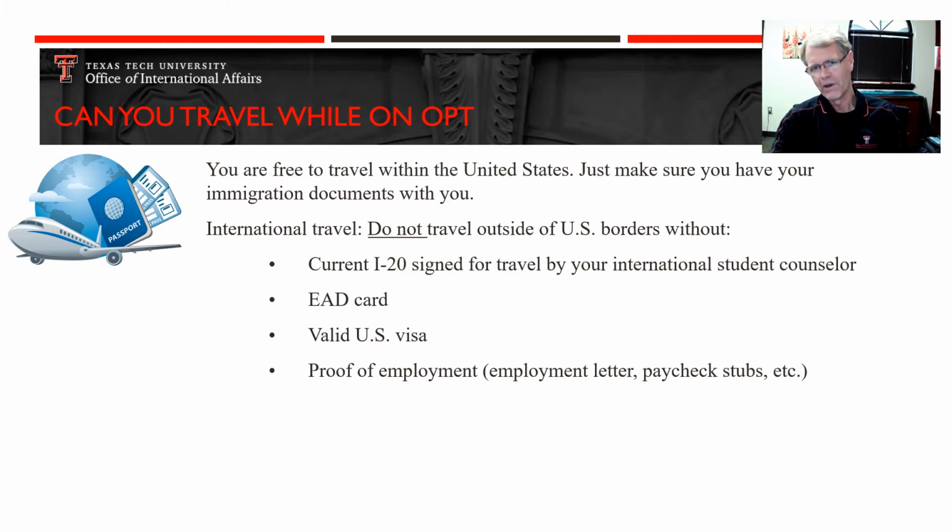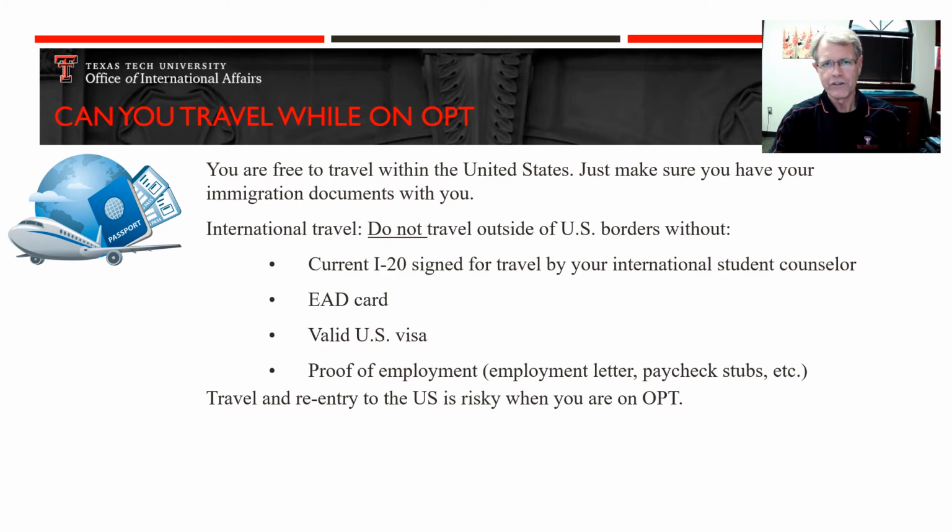If you're going home, you would not want to go home unless you had a visa to re-enter the US if you are on OPT. And then finally, it is best also to have proof of employment. Remember, it's after your program that you're returning, so you have your EAD, your signed I-20, your valid visa, but you also really don't want to travel until you also have proof of employment. So this is a letter from your employer, some paychecks, etc.